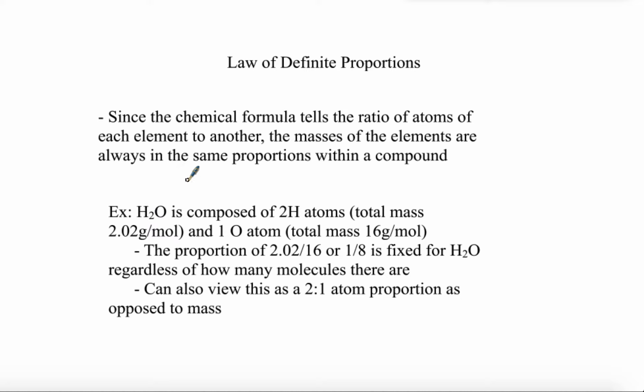You can also look at it as a ratio of the masses to one another. If I have two hydrogen and one oxygen, that ratio of the mass is basically going to be a 1 to 8 ratio. And it's going to be the same for H2O, meaning every time I have H2O, it's always going to be either a 2 to 1 atom ratio or a 1 to 8 mass ratio. So that's what it says. The proportion or the ratio of a compound can never change if we're talking about the same compound. It doesn't matter if I have 10 water molecules, that 2 to 1 atom ratio is always going to be the same.